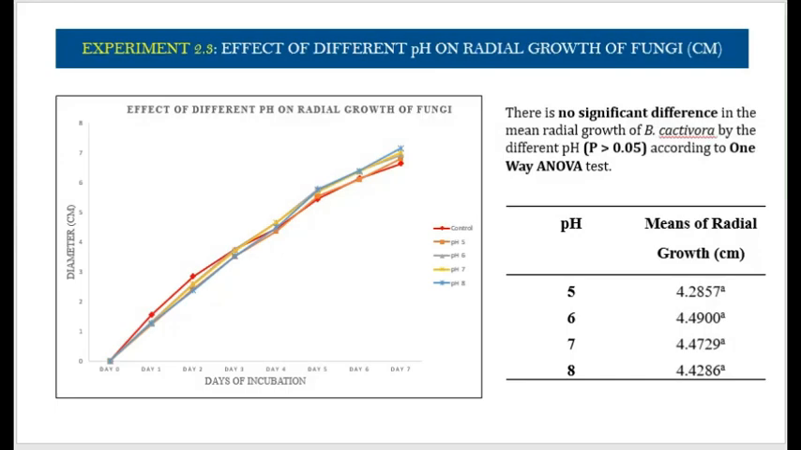Okay, next we move to experiment 2.3. There is no significant difference in the mean radial growth of Bipolaris cactivora because the value of P is higher than 0.05. The pathogenic fungus can grow up to 4.49 cm on the media with pH 6, but it can reach only 4.28 cm on the media with pH 5.